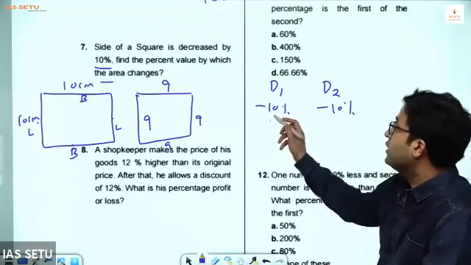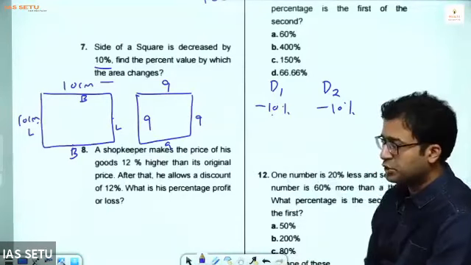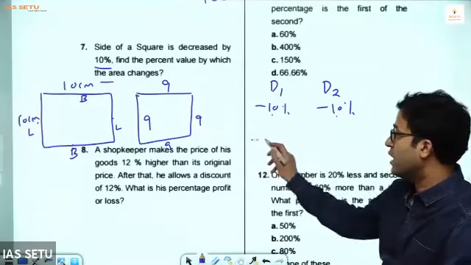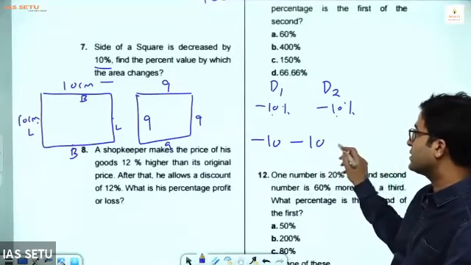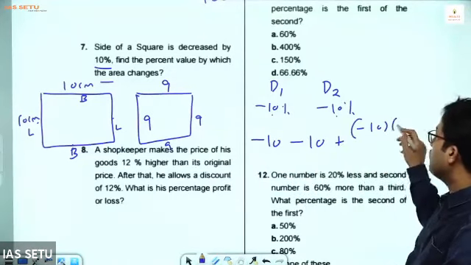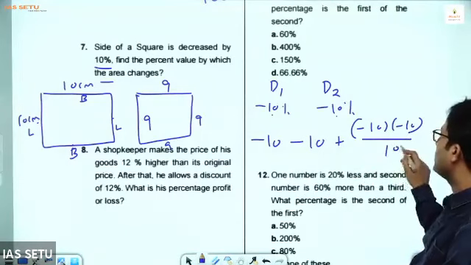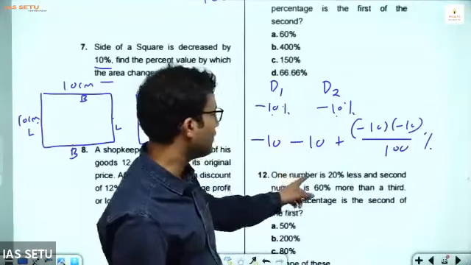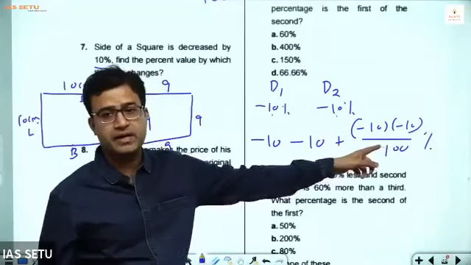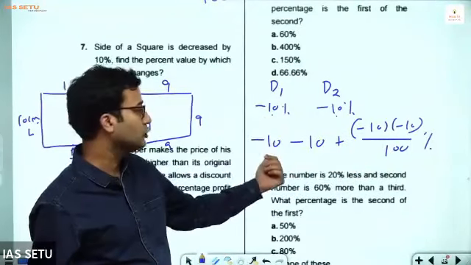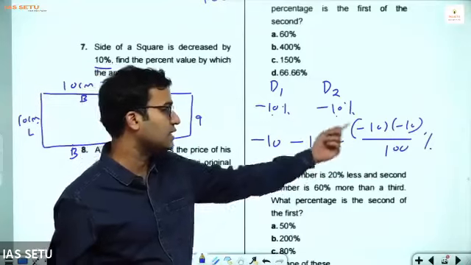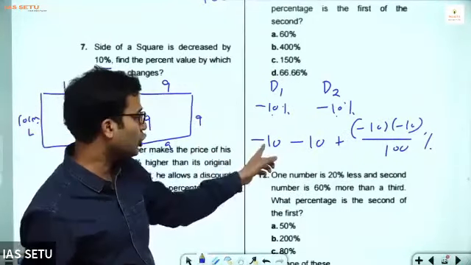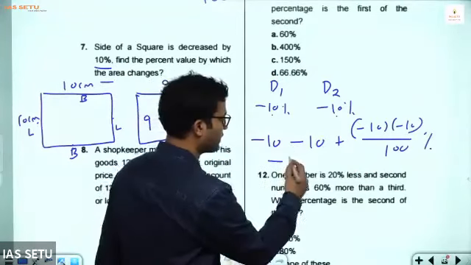So here, if you know first dimension reduced by 10%, other also reduced by 10%, you can use your formula: plus minus x, plus minus y, plus minus x into plus minus y upon 100%. Since it is decreased, you have to take minus 10, minus 10, minus 10 into minus 10 upon 100%. This is okay, minus 10, minus 10, minus 20.